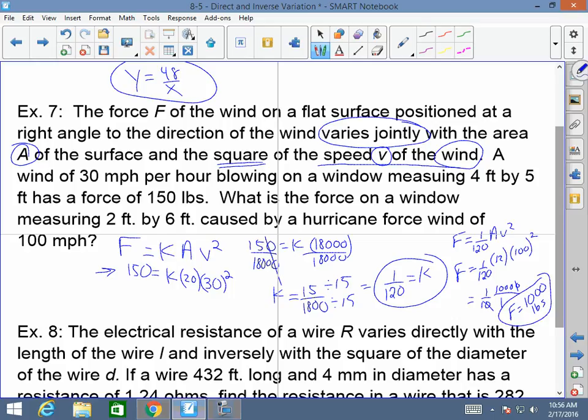That's going to be the norm. That's going to be the majority of the kind of questions you'll see in quizzes, tests, and SATs and ACTs. Does that make sense, gentlemen?